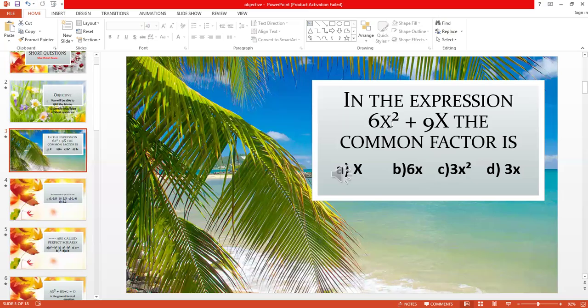Next, x square. X square means how many times have I written x? 2 times. And here we have only a single x. So here we have common 3x. So they are asking what is the common factor? So the common factor is 3x.